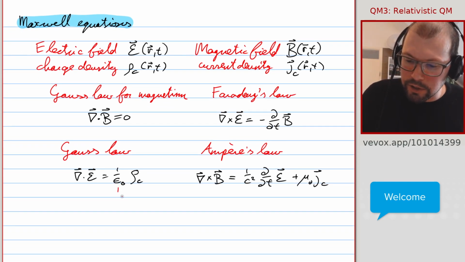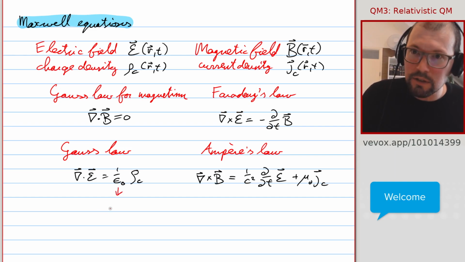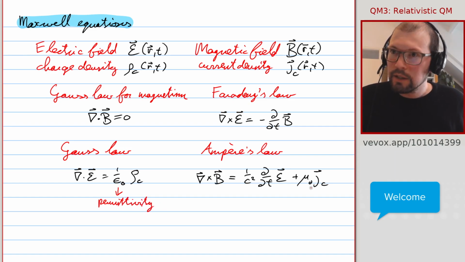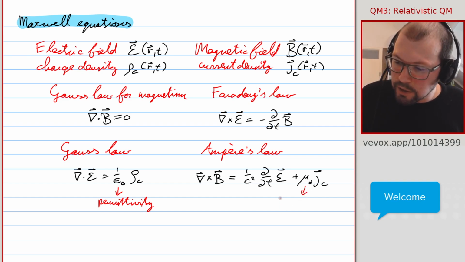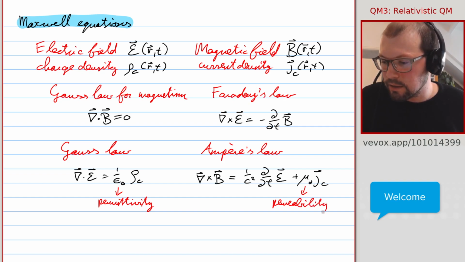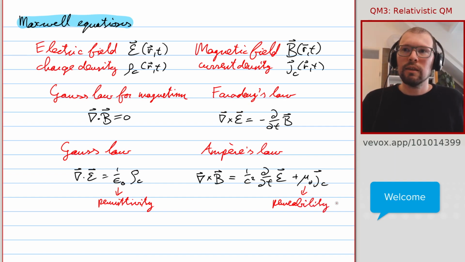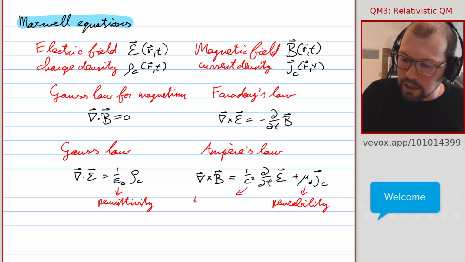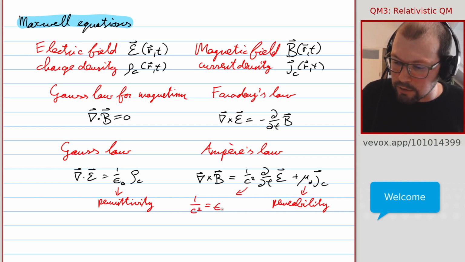So let's just recall the names of these constants here. So this is the permittivity. And this mu0 is the permeability. And they're related to the speed of light through 1 over c squared being equal to the product of these.